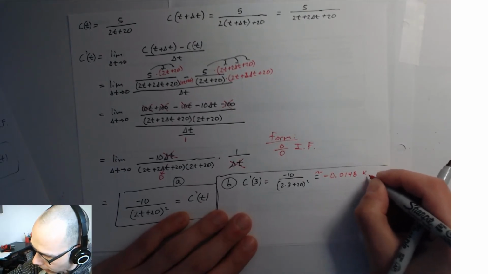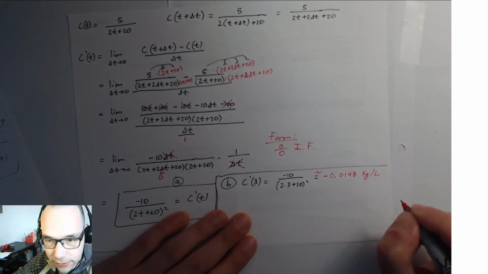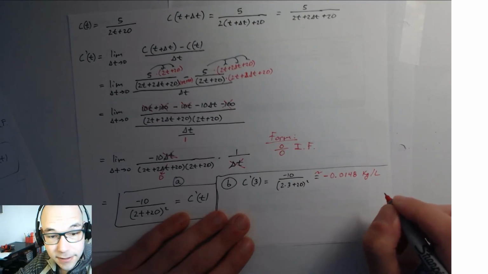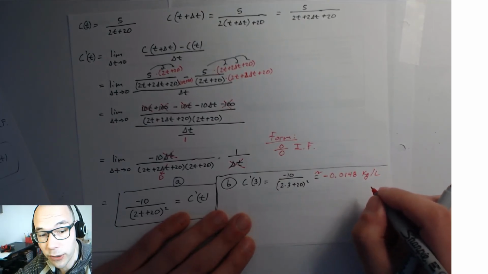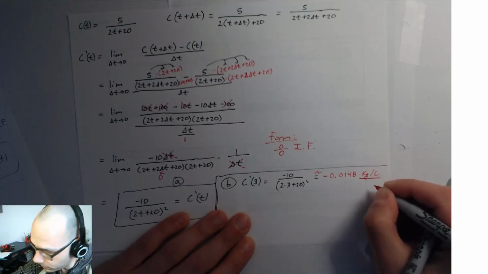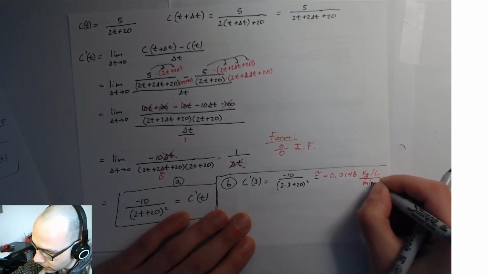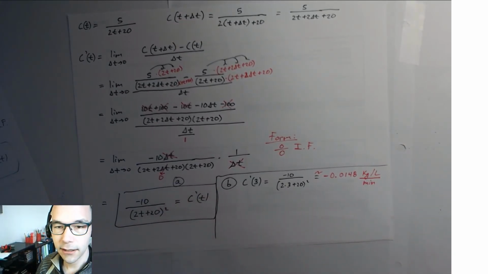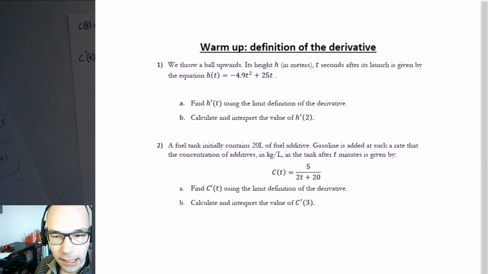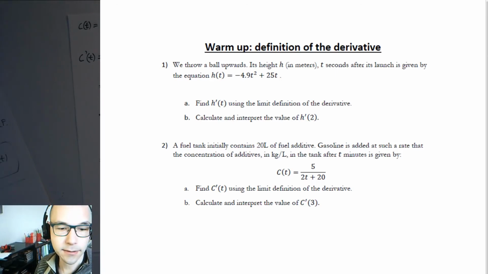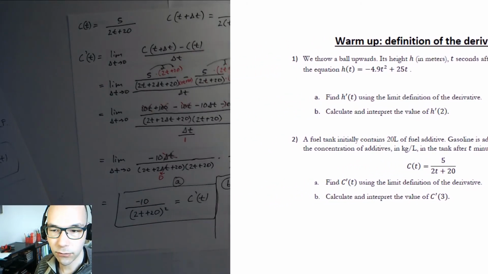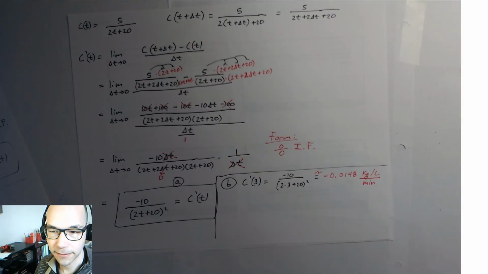So it's going to be kilograms per liter because it was a concentration, but since it's a rate of change over time, per minute. Because if you remember correctly, the situation was kilograms per liter after t minutes. So time is in minutes. So you have to be careful with that.